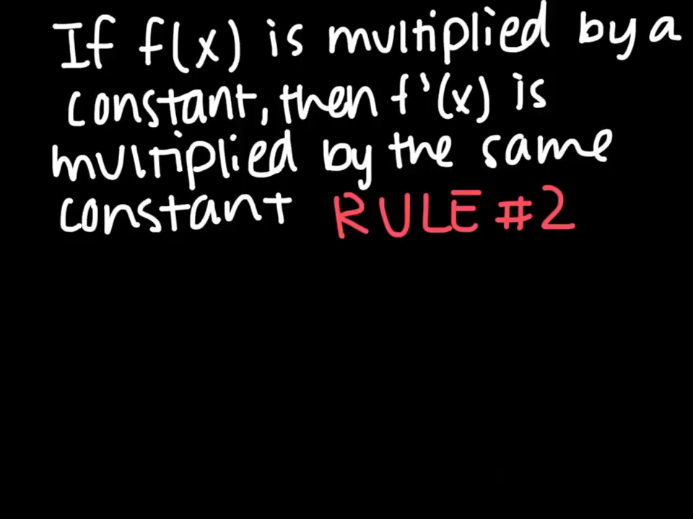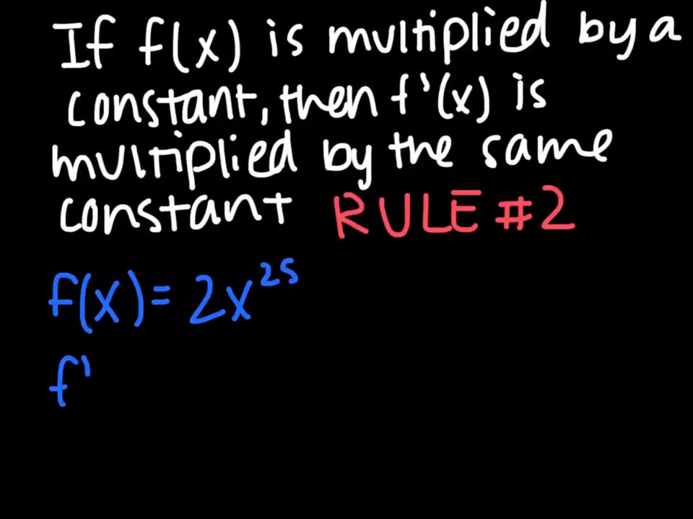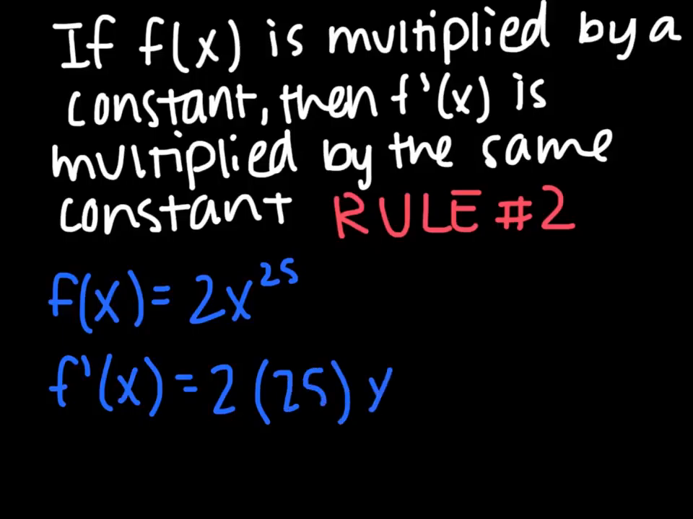I'll just use the examples from before. Let's say I have f of x equals, instead of x to the 25th, 2x to the 25th. And so f prime of x would just be 2 times the derivative of x to the 25th. So that would be 2 times 25x to the 24th. And I would end up with 50x to the 24th.